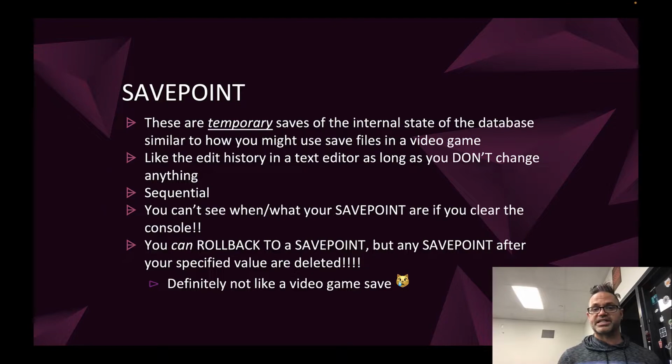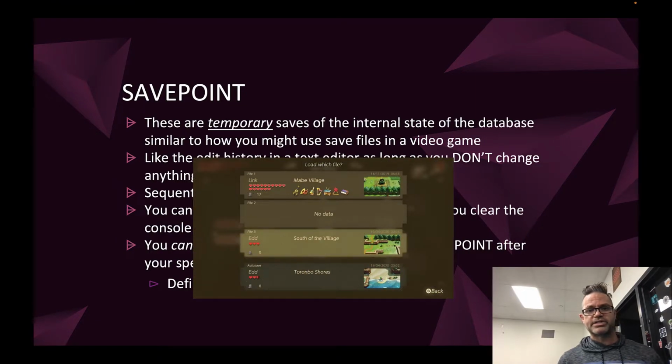So a SAVEPOINT is like a temporary save of the internal state of your database. Kind of like what you might see in, say, a video game. We have right here an example of a save file from Legend of Zelda. And as you can see right here, I have a map village, a no data, a south of the village, and Tornbow Shores. And so we have a nonlinear sequence of saves. It's the idea that each of those things represents the internal state of the game, and that's how the idea of a SAVEPOINT is similar.